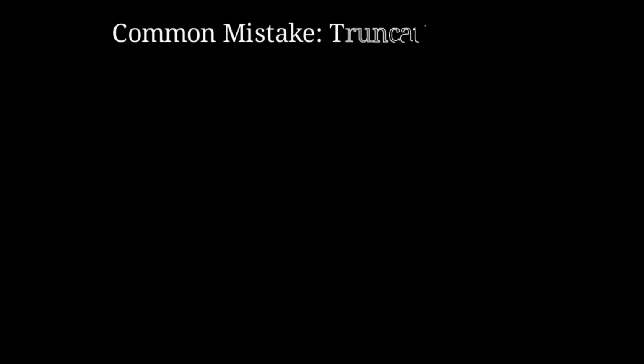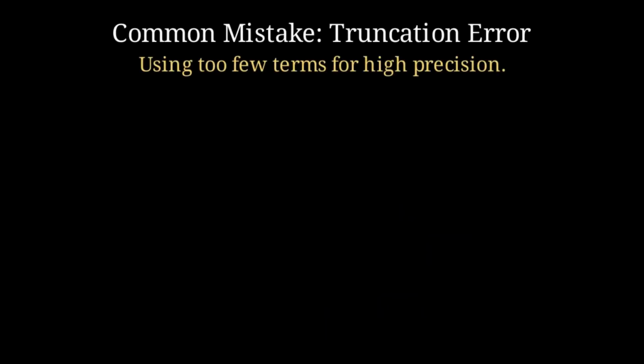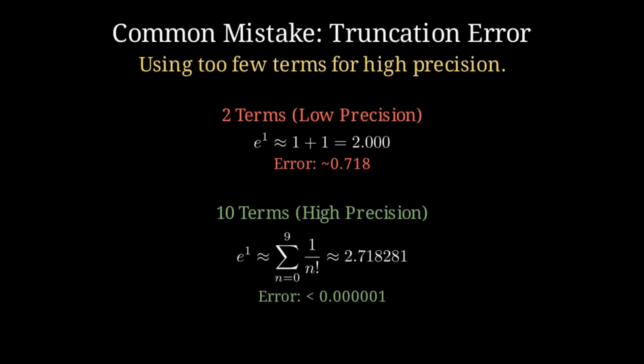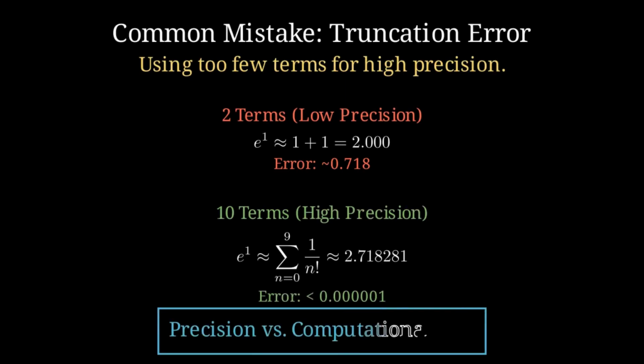Don't underestimate the truncation error. If you need 10 decimal places of accuracy for a scientific calculation, a second-order polynomial won't be enough. Always check that Lagrange error bound to determine how many terms are necessary for your required level of precision.